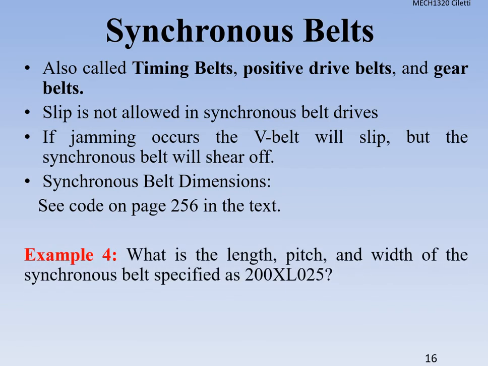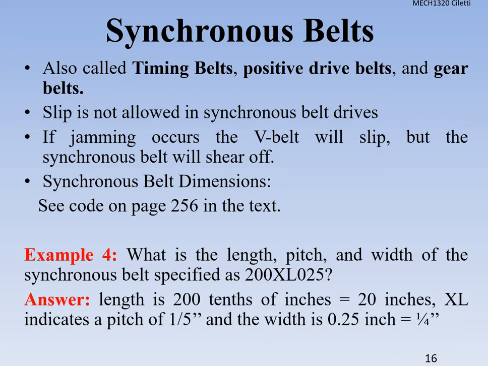And you can look at it a little bit more on page 256 in your text. Okay, but let's take a look at how we would size something like this as it shows up. So length, pitch, and width of this synchronous belt. Okay, so we have a 200 XL025. Notice it's a little bit different than the nomenclature we had for the other V-belts. Okay, so the length is going to be 200 tenths of an inch, 200 tenths of an inch.